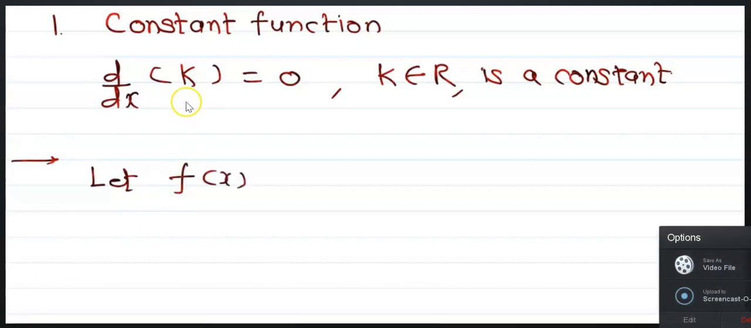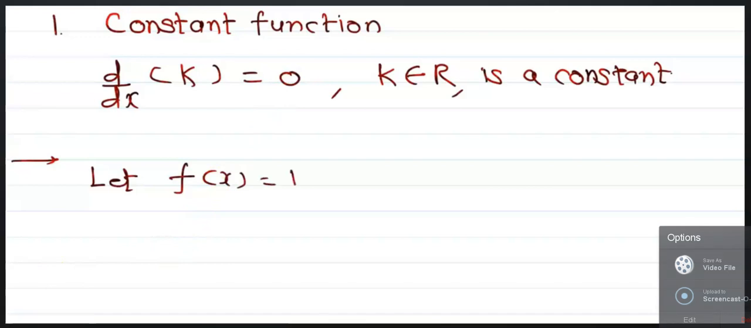The meaning of this is that the derivative of the constant is zero. Here the variable is x, but the derivative with respect to x of any number other than x is always 0. Now we will prove this by using the definition of the derivative, that is the first principle.